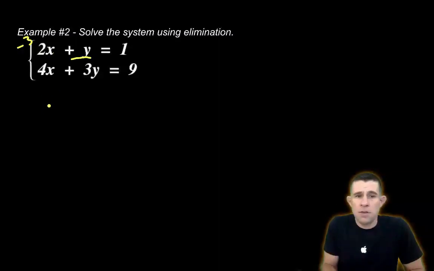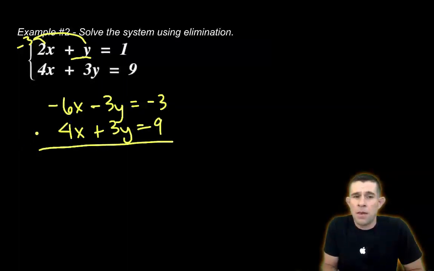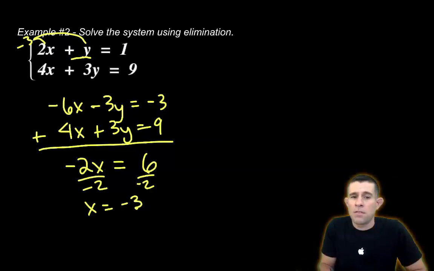We have negative 3 times 2x is negative 6x. Negative 3 times a y is negative 3y. And negative 3 times 1 is equal to negative 3. The second equation just gets copied down. And now we combine our two equations. Negative 6x plus 4x is negative 2x. The y's cancel each other out. Negative 3 plus 9 is equal to a positive 6. Divide both sides by negative 2. And x is equal to negative 3.